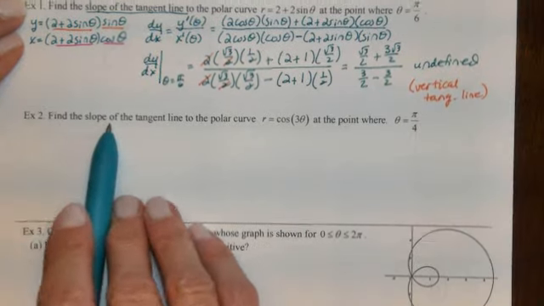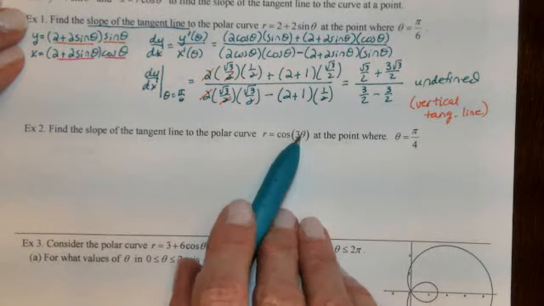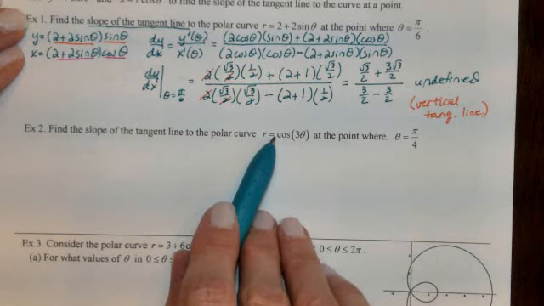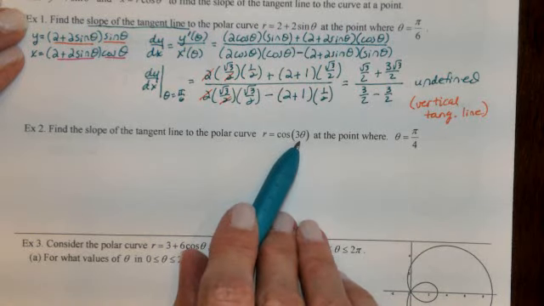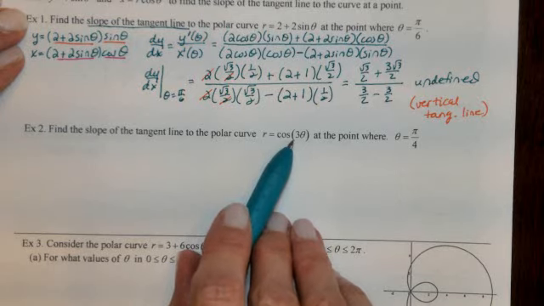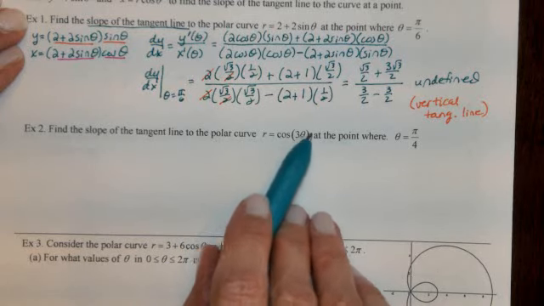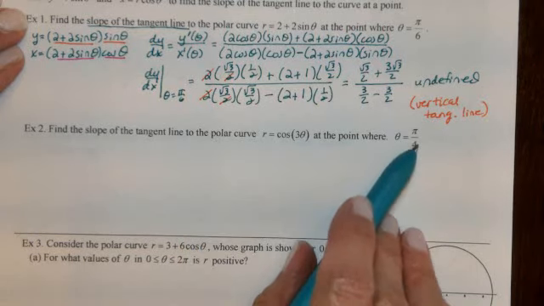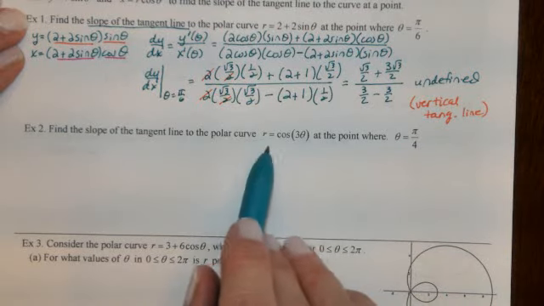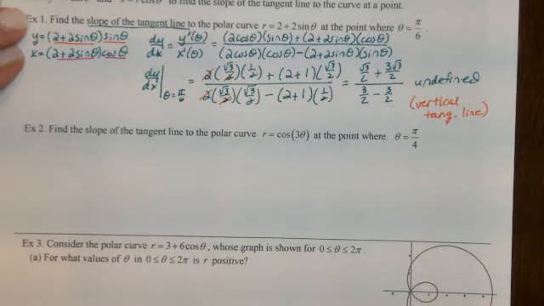Example 2, find the slope of the tangent line to this polar curve. This is a rose, right? Each petal is length 1, and there are 3 petals. The first petal is on the positive x-axis. We want to find the slope of the tangent line to the curve when theta equals pi over 4. There should not be a period right there. Anyway, that's all right.